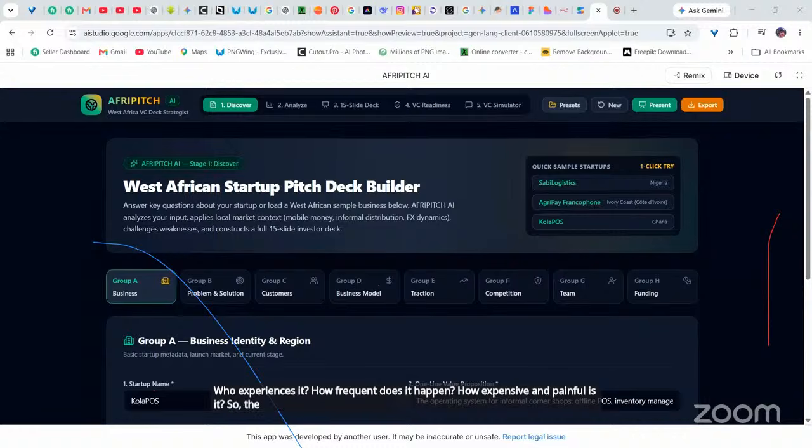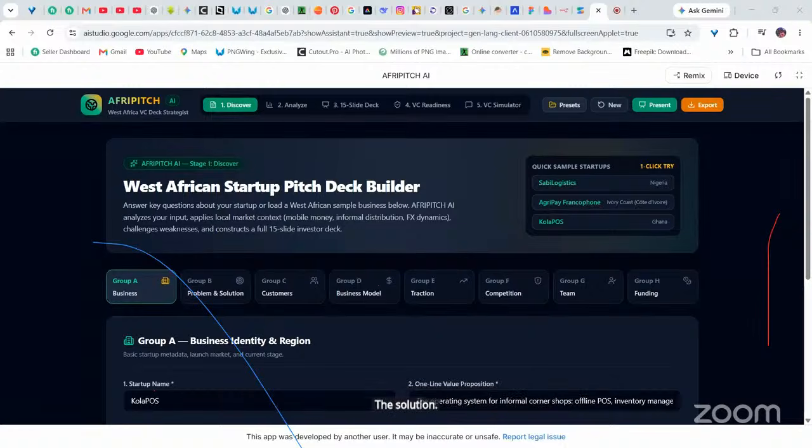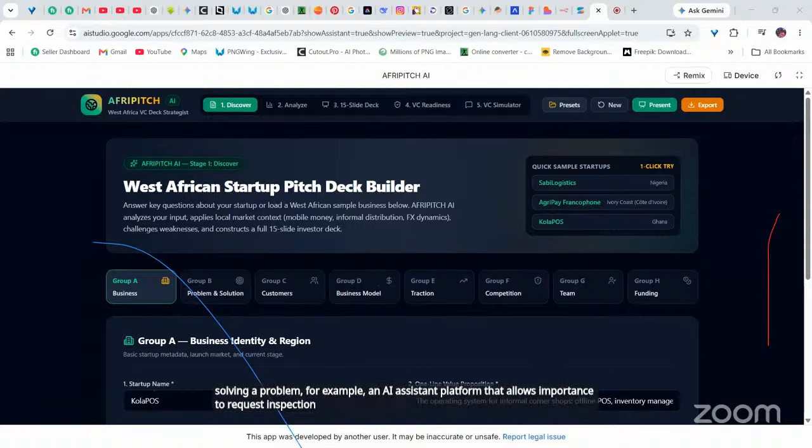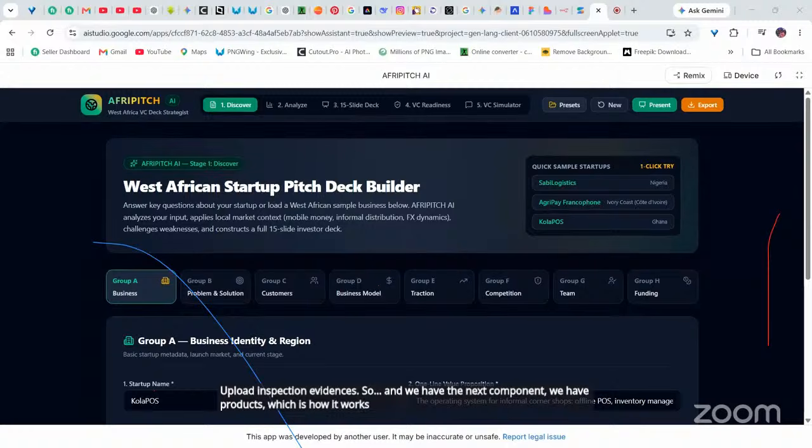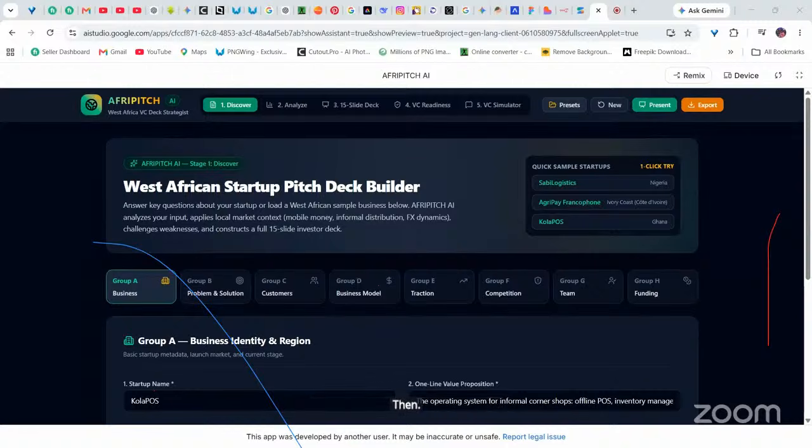So the next component is the solution. For example, an AI assistant platform that allows importers to request inspection, assign verified inspectors, and upload inspection evidence. And we have the next component, the product, which is how it works. This section shows the actual product. Then the next one, we have the market opportunity. We have traction. We have the business model, and so on and so forth.